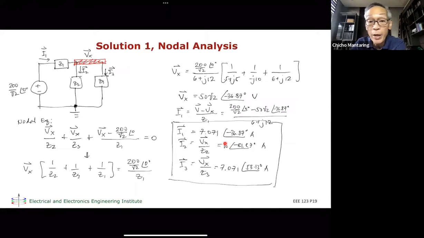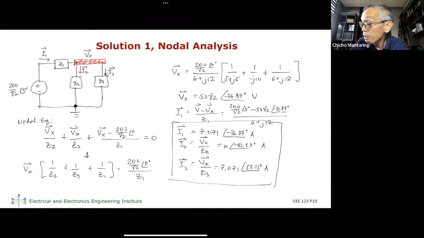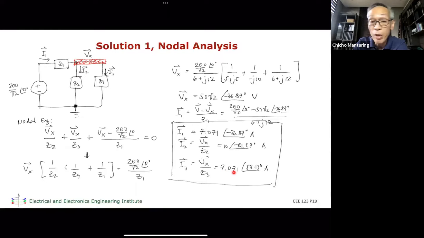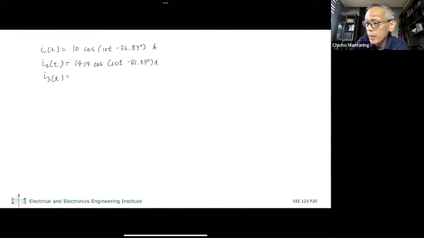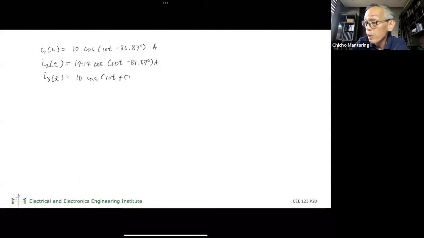I2, you multiply this by the square root of 2. Itong 10, multiply natin by the square root of 2. So that's 14.14 cosine 10t minus 81.87 degrees. And finally, I3 is going to be this one multiplied by the square root of 2, so that's going to be 10 again, cosine 10t plus 53.13 degrees.